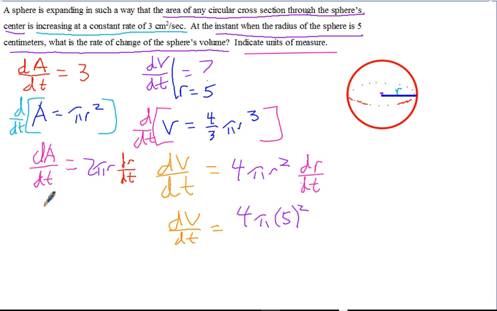So if we take the derivative of the area, that'd be dA/dt equals the derivative of pi r squared, which is 2 pi r dr/dt. And since we know dA/dt is 3, and we know r is 5, we can use this equation to help us solve for dr/dt.